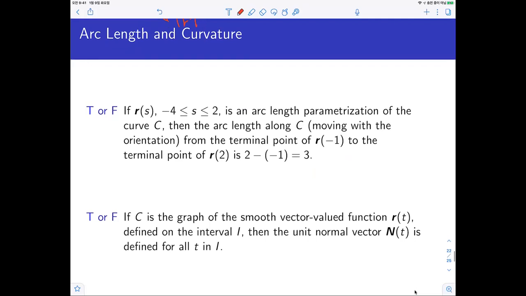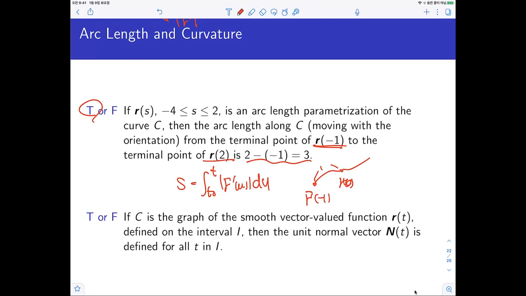So this is true. Okay, here is the arc length and curvature. Here, the arc length from r(-1) to r(2) is 3. This is true because we use the arc length parameterization. We know that s is the integral from 0 to t of |r'(u)| du. So the arc length from r(-1) to r(0) is 1, and from r(0) to r(1) is also 1. So this arc length is also 1. So the arc length from r(-1) to r(2) is 3.